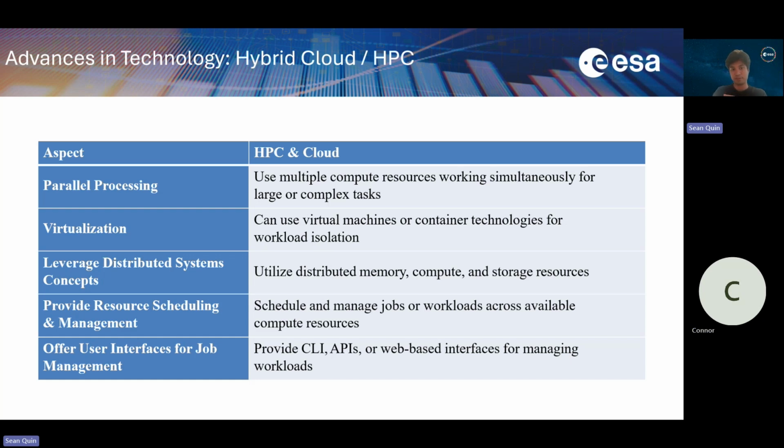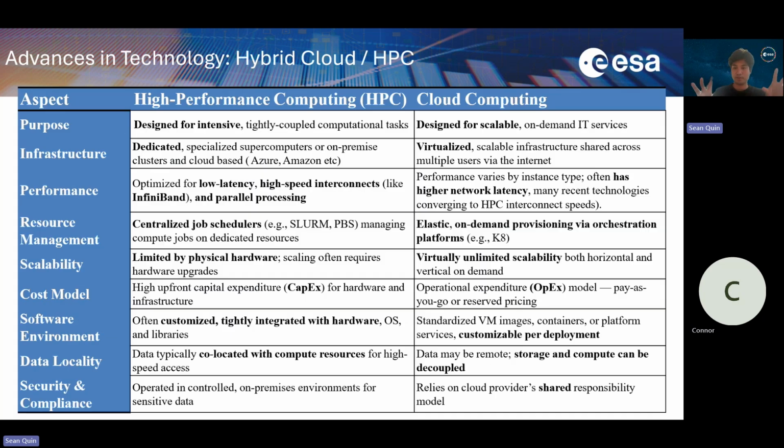But they're a lot more different than people necessarily expect, in that the purposes are different. Whilst in cloud you have more of a scalable solution for IT services, in HPC systems you have more of a tightly coupled computational system made for high performance solutions. In terms of infrastructure, one's more centralized and dedicated, whilst the other is virtualized. The performance is higher on HPC systems with higher speeds, whilst it varies on cloud because you might not necessarily care about these things.